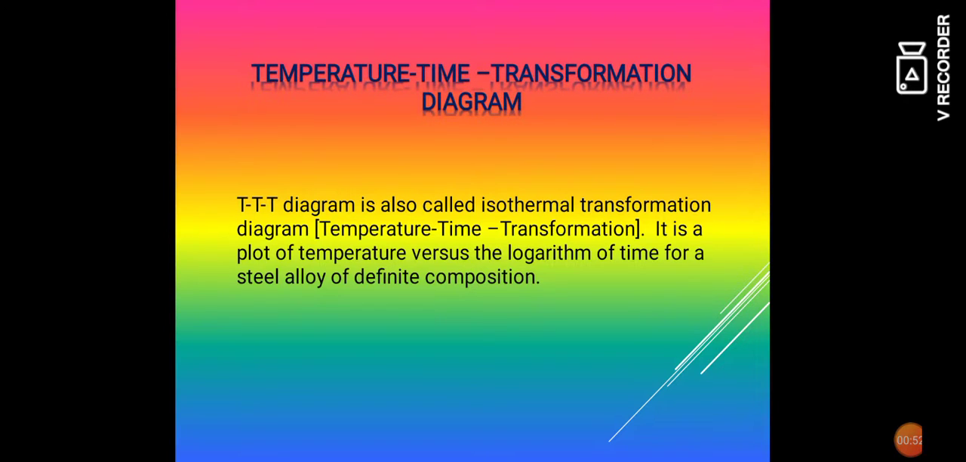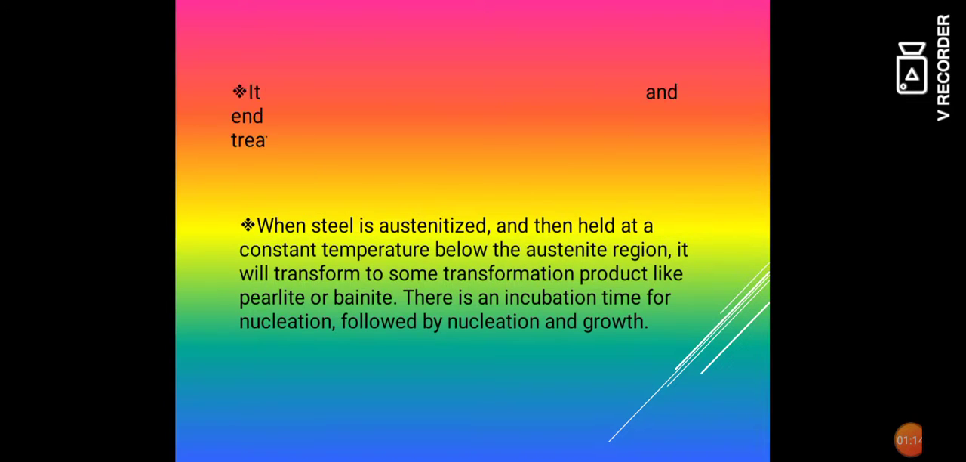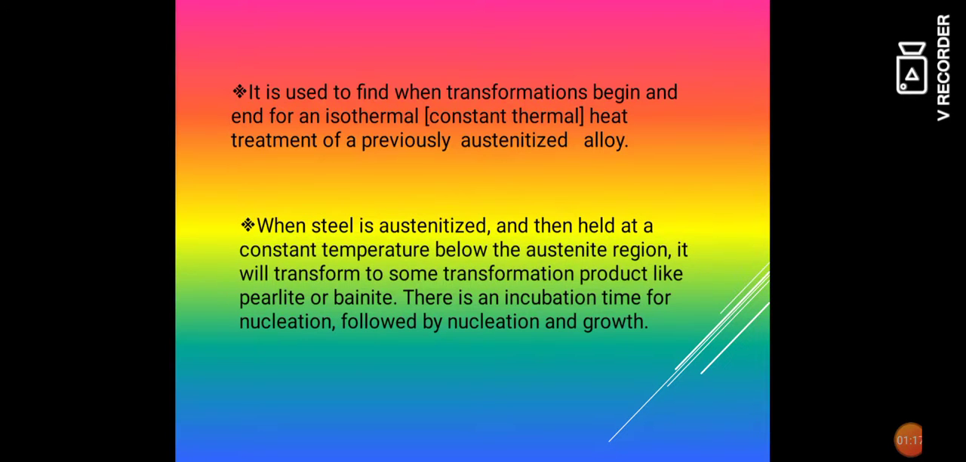The TTT diagram is nothing but the temperature time transformation diagram. It is also called the isothermal transformation diagram. It is a plot of temperature versus the logarithm of time for a steel alloy of definite composition. It is used to find when transformation begins and ends for an isothermal heat treatment of a previously austenized alloy.